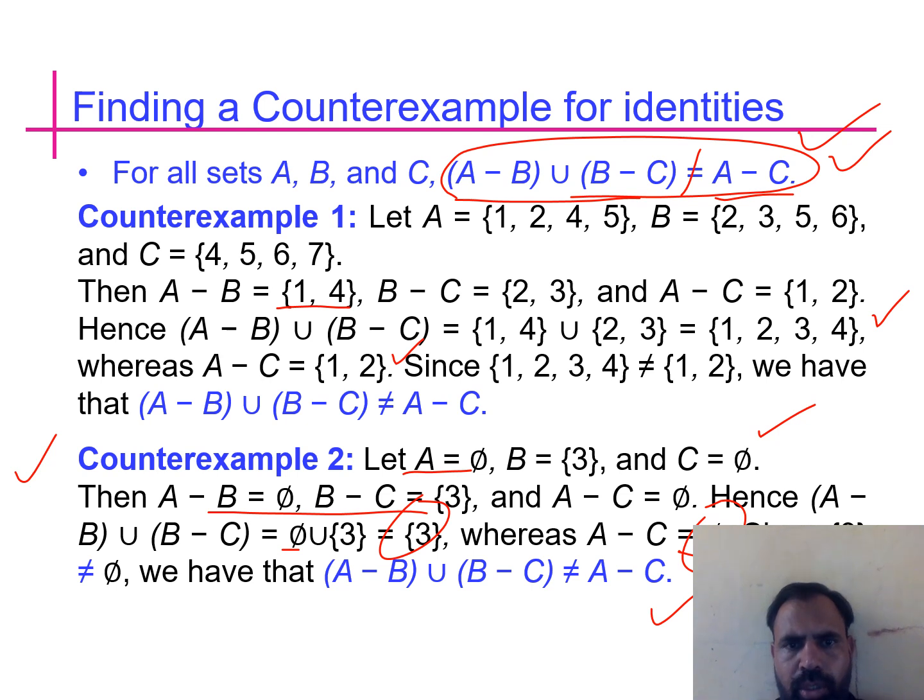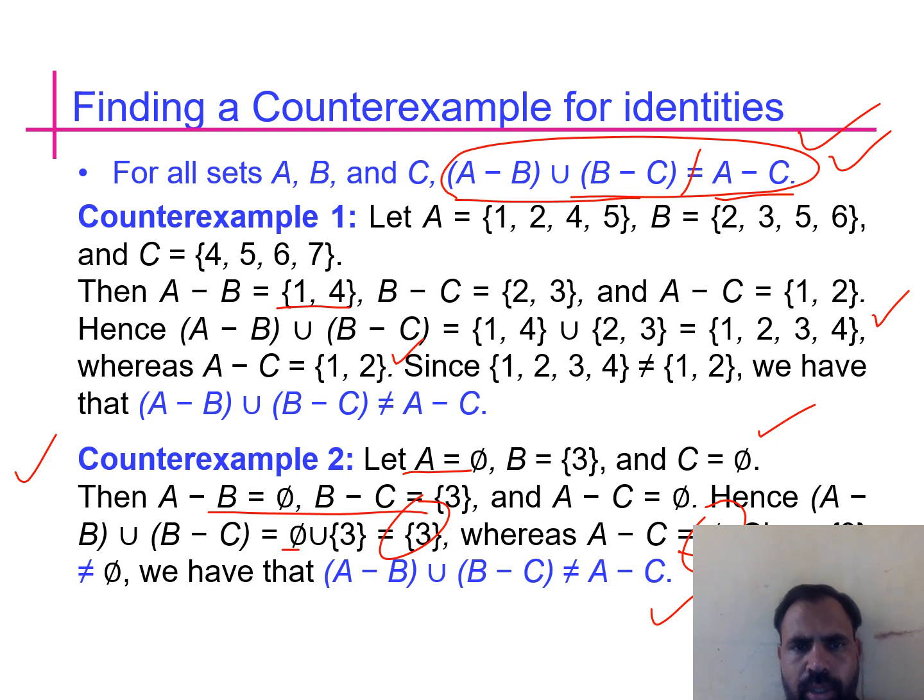Then A minus B is equal to 1, 4. You can see from these two sets, A minus B, these are the elements which are not in B. So the difference of A, B is 1, 4. And B minus C, B difference C, you can see that it's 2, 3, the elements which are in B and not in C. And if we take A difference C, then it's 1, 2. You can easily find out from this.